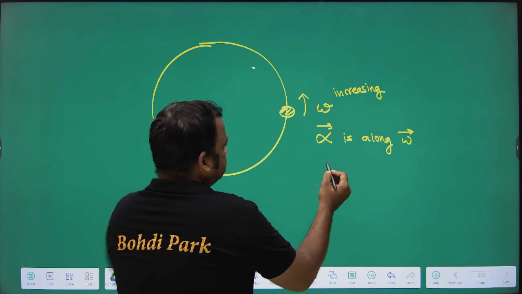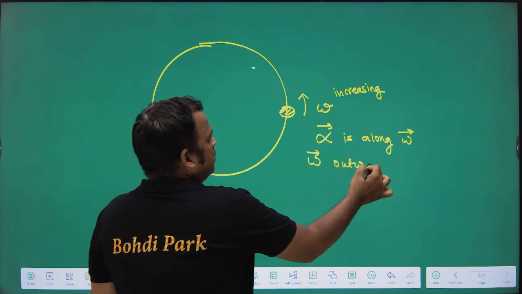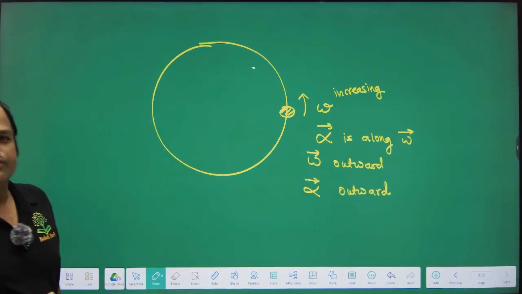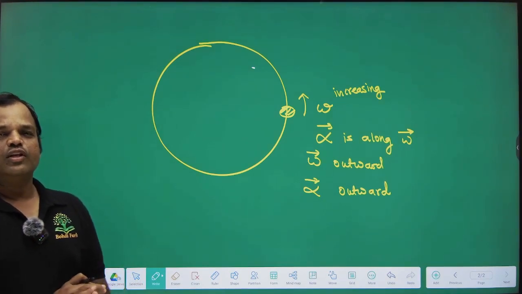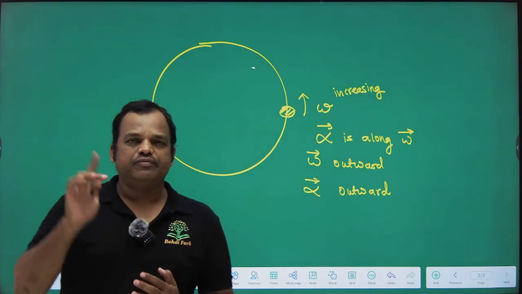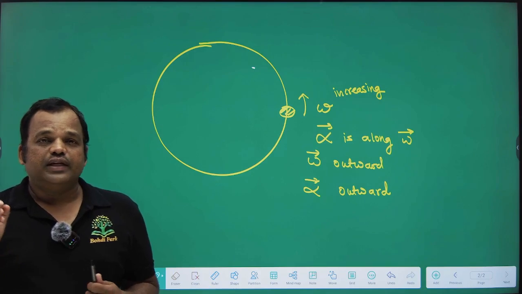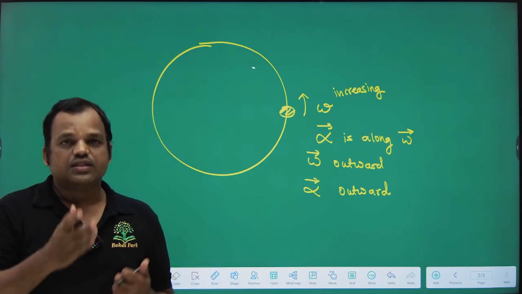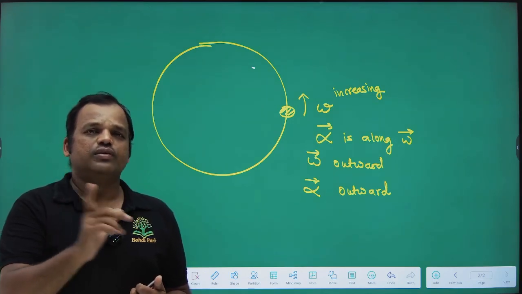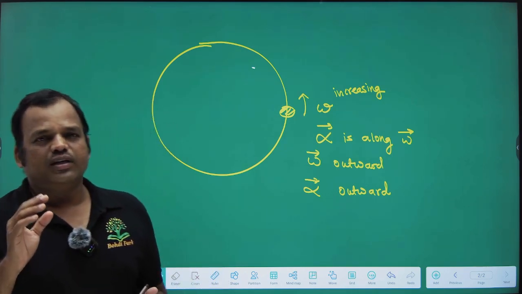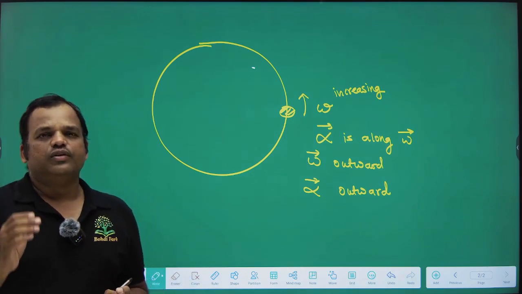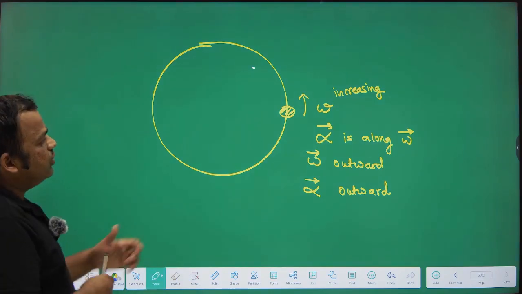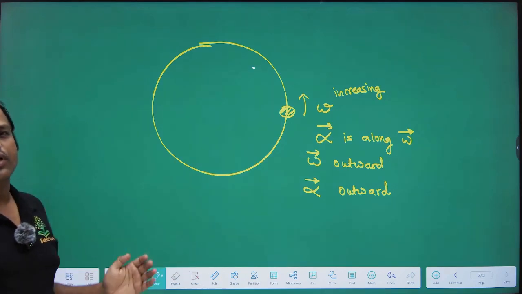So we have omega vector outward, so alpha vector also outward. So this is known as acceleration in which omega increases. We have an example also. Suppose there is a ceiling fan. When you switch on the ceiling fan, initially the omega is 0, the fan is not rotating, but as time increases, the speed of the fan also increases. So that means alpha is along omega. The angular velocity is increasing, so angular acceleration is in the same direction as angular velocity. For anti-clockwise, angular velocity is outward, so alpha is also outward.